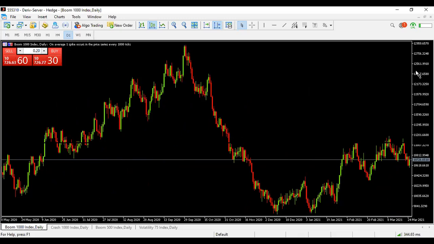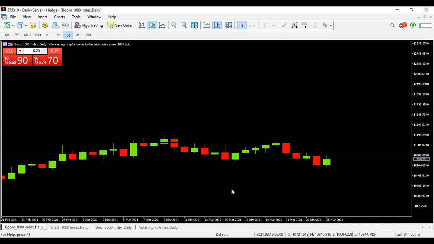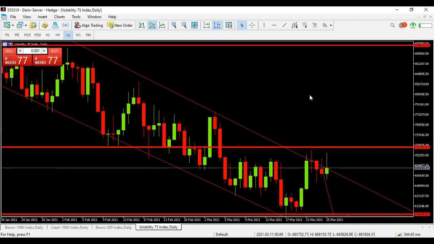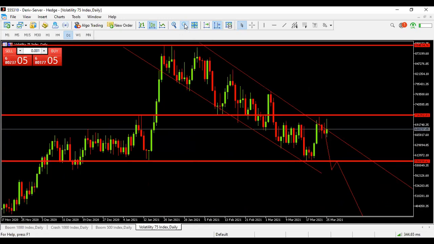Somebody asks, what if it breaks the channel? For instance, if this market is on a downtrend and price breaks this channel upside, you don't rush and enter. You allow it to break. If it breaks the channel, for instance from here, you don't buy. You wait for the price to come down first to touch the trend line.